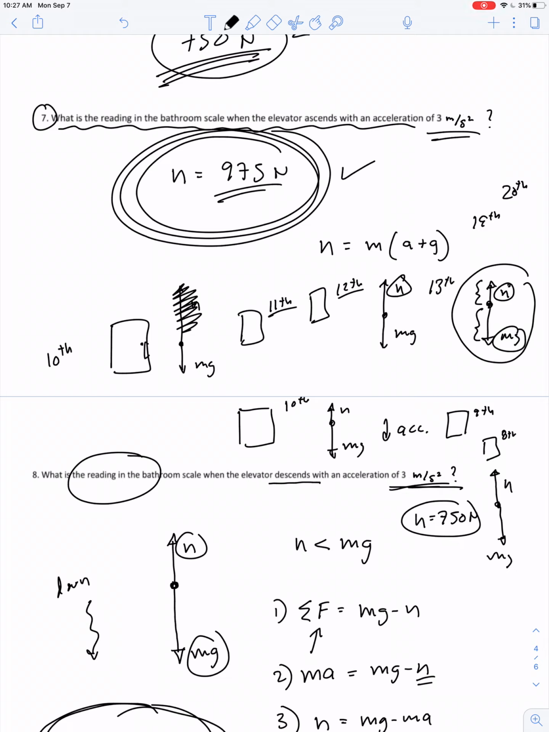Now, as you stop at the ground floor for a brief moment, the only way you could be decelerated or slowed down as you move downward is if the normal force is greater than mg. And so you would feel really heavy at this point. This would be like the example of the 975 Newton scale reading. So that would not be a good time to try to jump as high as you can.